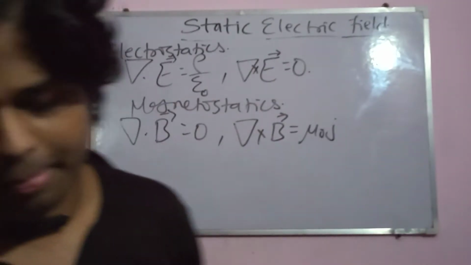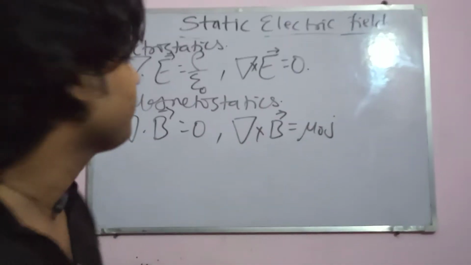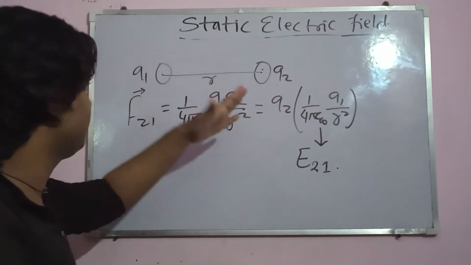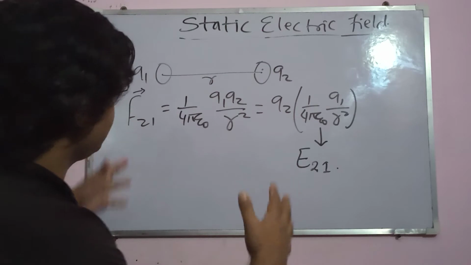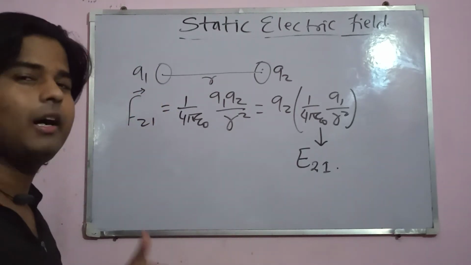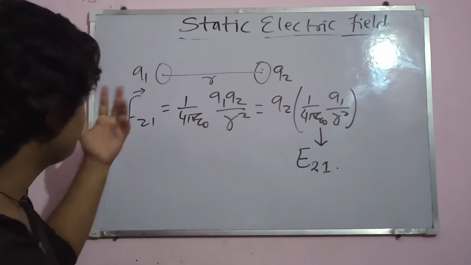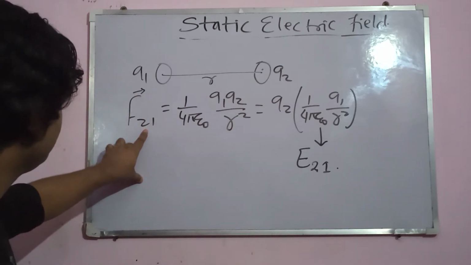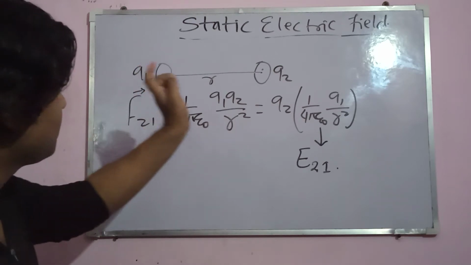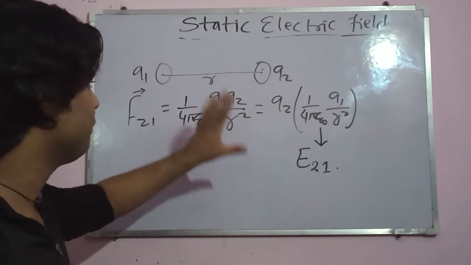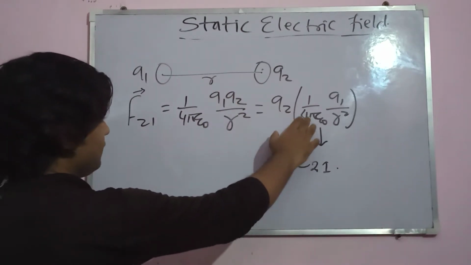Pause it now. See, as we know, there are two charges Q1 and Q2 here. They are separated by a distance r. They have a force, either attraction or repulsion, based on the nature of the charges Q1 and Q2. This is F21, the force exerted on the second charge by the first charge: Q1 Q2 by r squared. I can write it like this.